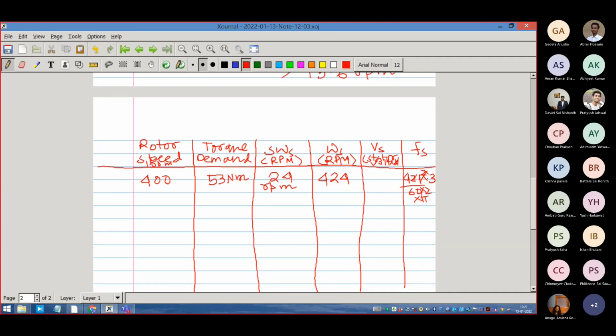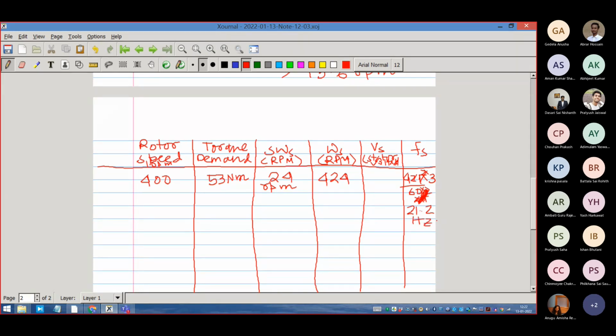Oh, sorry, this 2 pi is not coming. 2 pi is not there. I am talking the frequency in hertz. So 424 divided by 60 into 3. So it is 21.2 hertz. That is the frequency with which you should give.